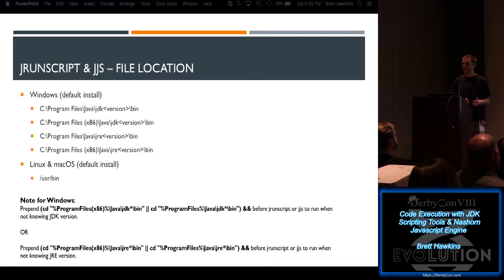As far as where these files are located, Windows on a default install, it's within your program files directory, then Java, and then whatever the JDK or JRE version is. On Linux and macOS, default installs in user bin. Just a note for Windows, if you don't know what version JDK or JRE is installed and you want to call JRunScript, this bolded text you can put before it and it'll just automatically choose the right one.